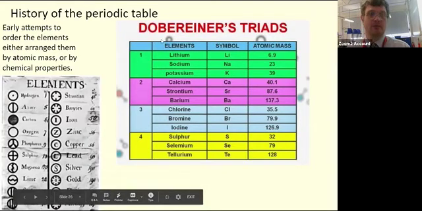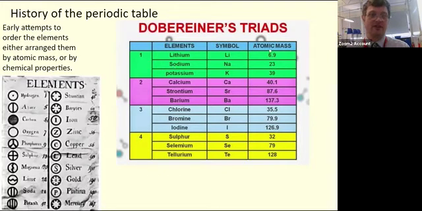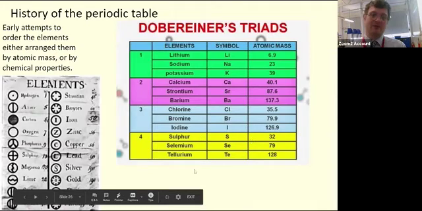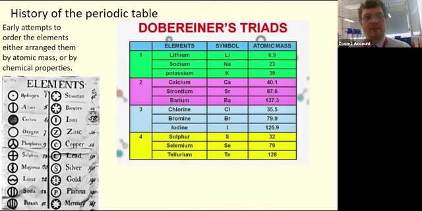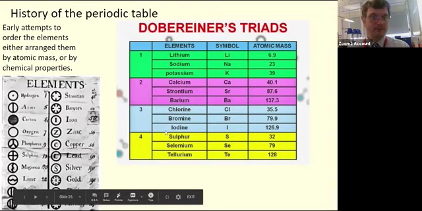And some people thought, lithium, sodium, and potassium, they're kind of similar. They all behave similarly when you put them on water, for example. Calcium, strontium, and barium, they're kind of similar. Let's put them in a little group of 3. Chlorine, bromine, iodine, they're similar. Let's put them in a group of 3. Sulfur, selenium, tellurium, they're similar. Let's put them in a group of 3. And this idea of triads. So some people were organizing them by their mass. Some people were organizing them by their property.